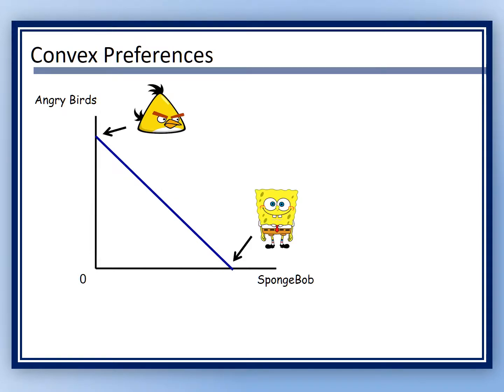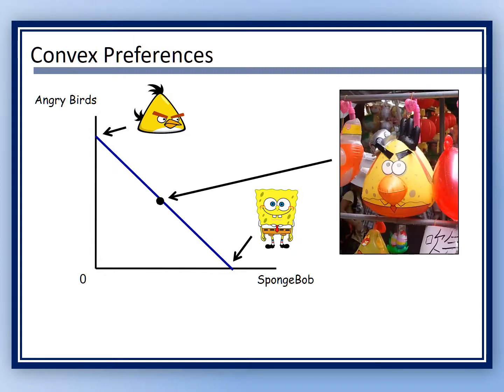we have this diagram where it represents what things you buy, right? This is the production possibility frontier from last time. You can spend all your money buying Angry Bird products, or you can spend all your money buying SpongeBob products. That's okay. If you like some of both, then you buy something in the middle.